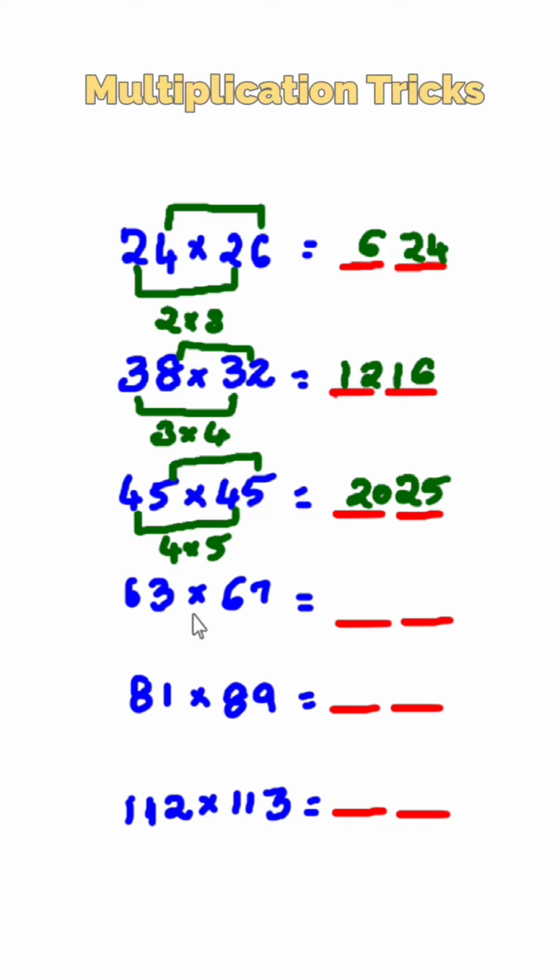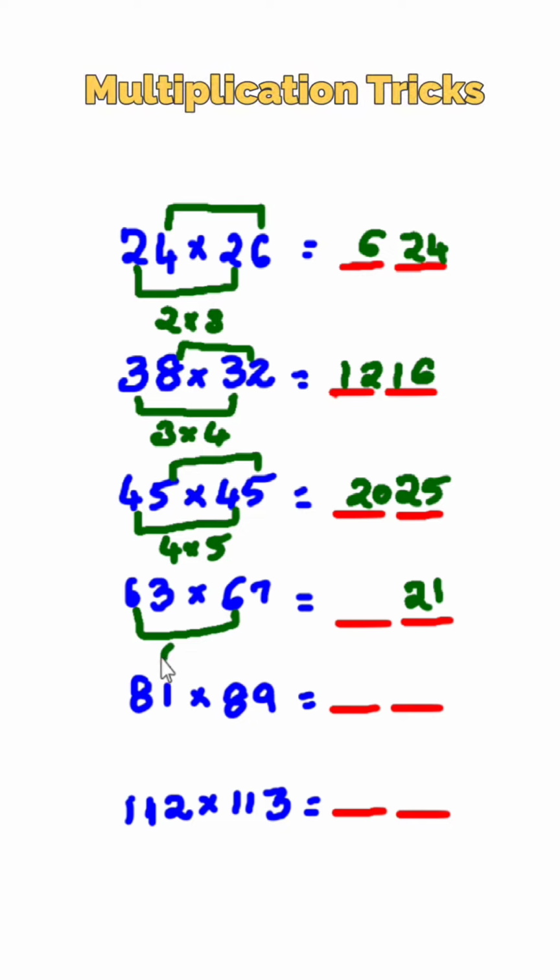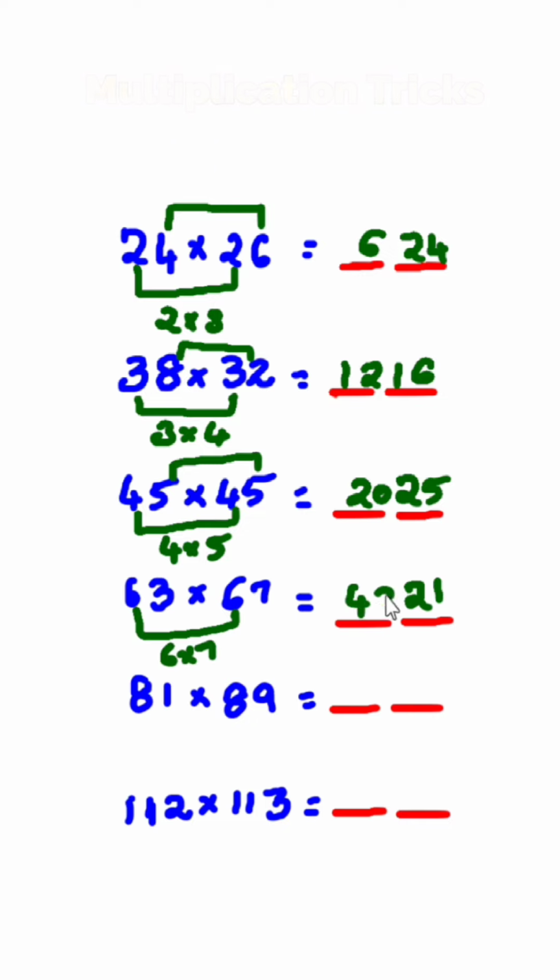So the next question is 63 into 67. So 7 3s are 21. Now 6, the next number, that is 6 into 7 is equal to 42. So the answer is 4221.